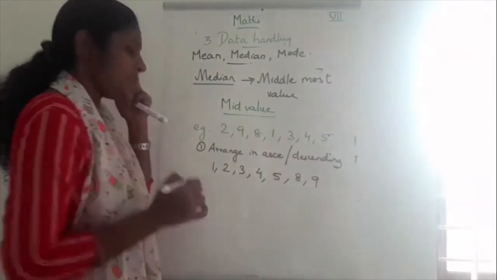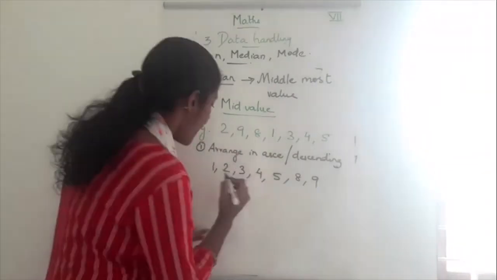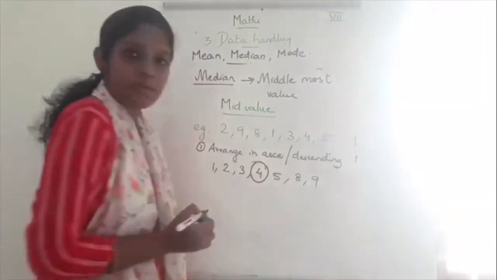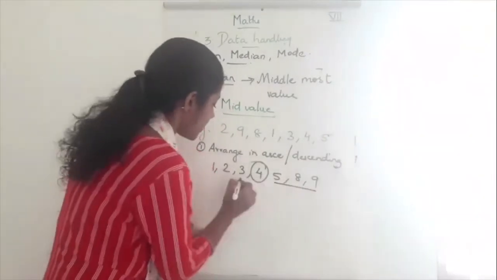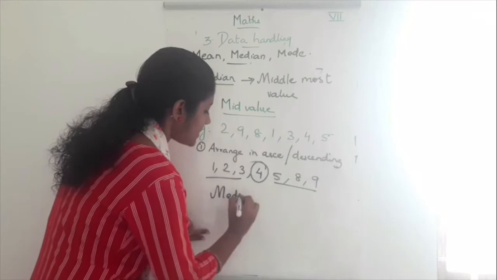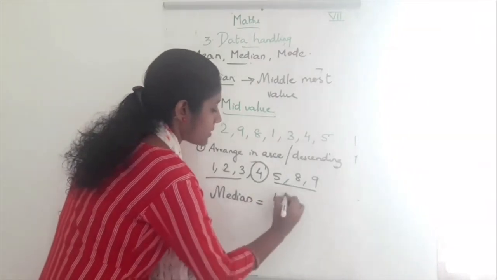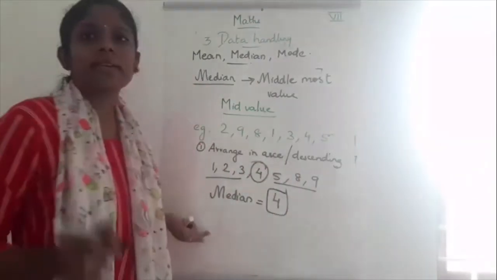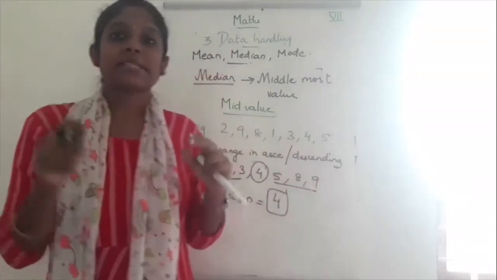Then you have to find the middlemost value. Here the middlemost value, 4, is the middlemost value. Here there are 3 numbers on this side and 3 numbers on this side. The middlemost value is 4. So the median is 4. So this is the very easy method, that is how to find the median. Median is the middlemost value.